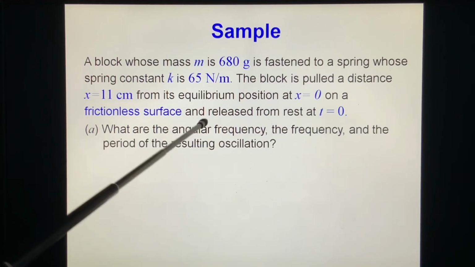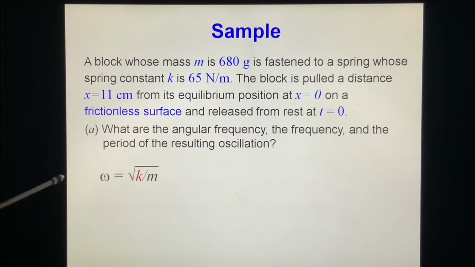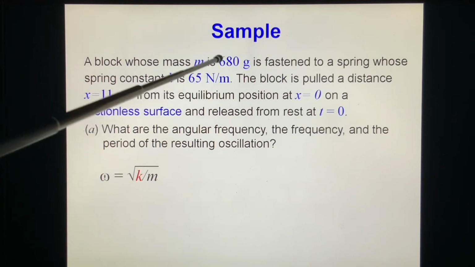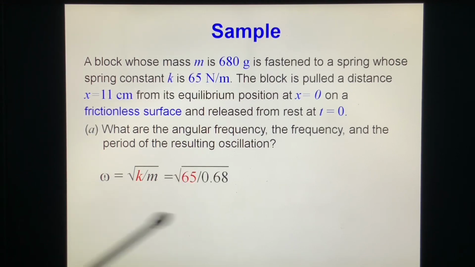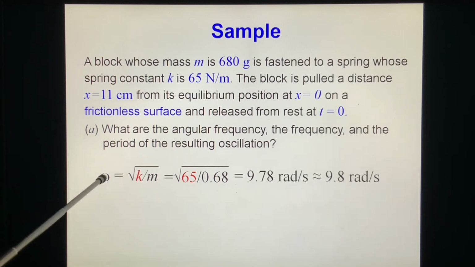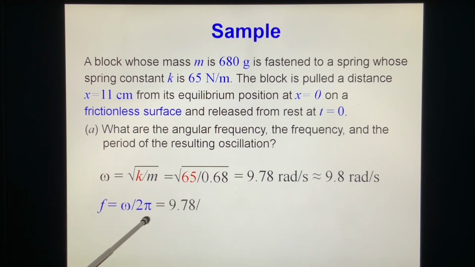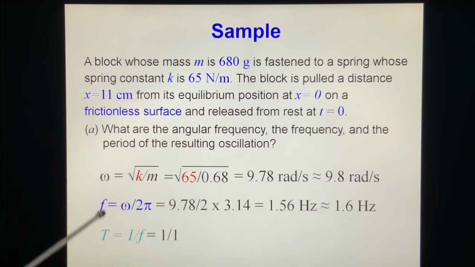We said before that angular frequency, frequency, and period are related to each other, so once we know one, we can find the other two. By definition, omega equals the square root of k over m. In this question, k is 65 and m is 0.68. Remember, you have to use the standard unit, kilograms. So we get omega. Once we get omega, we get T and f. f equals omega over 2 pi, and T equals 1 over f, or 2 pi over omega. We get this one.